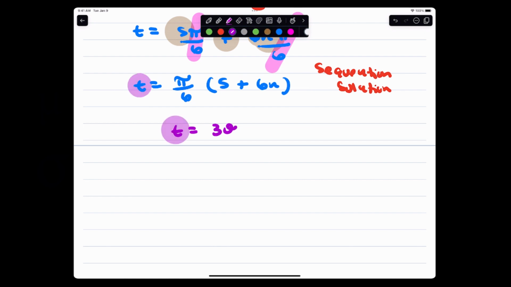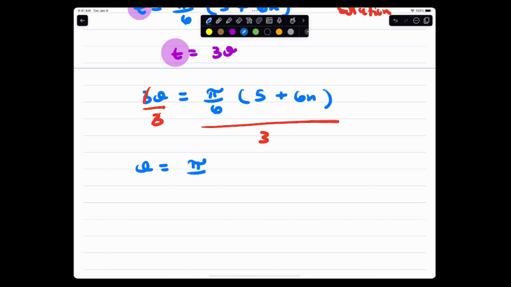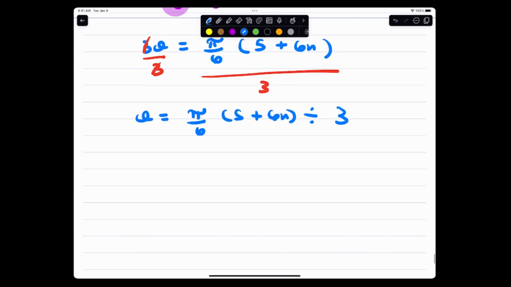Remember, use that piece of logic I gave you. This means now that 3 theta will be pi over 6, 5 plus 6n. So when you solve for theta now, because the solutions are in terms of theta, divide both sides by 3, and your arithmetic will be a little bit easier, because now you have pi over 6, 5 plus 6n divided by 3, which will really be 5 plus 6n times 1/3. Is that right?